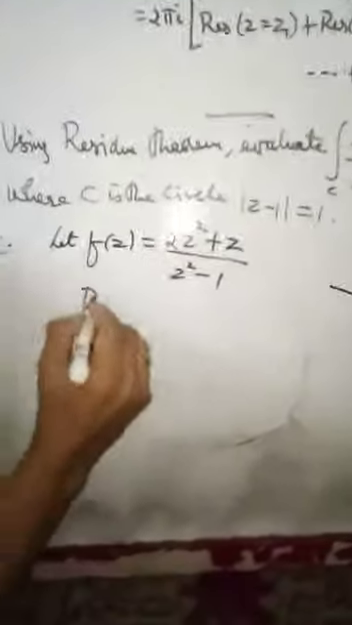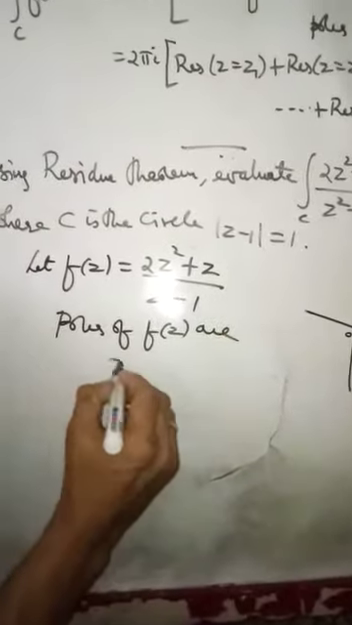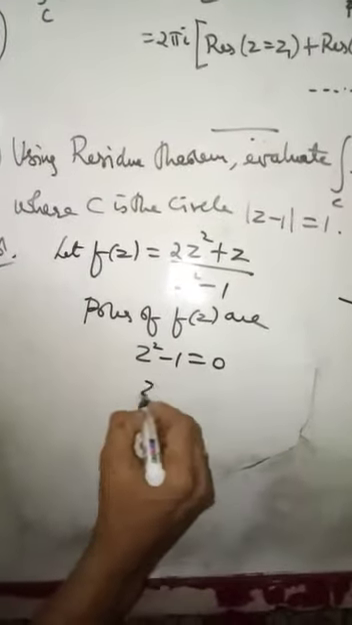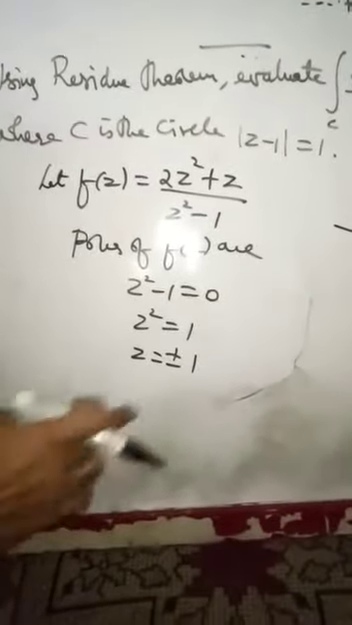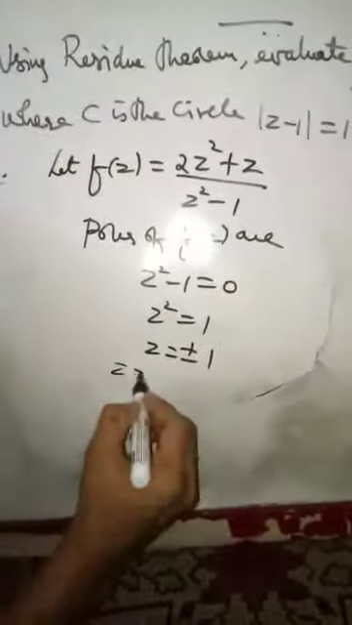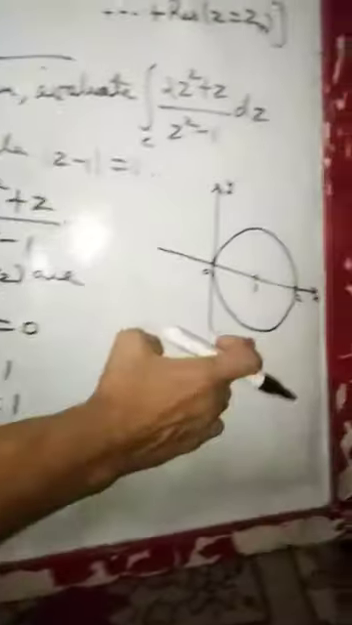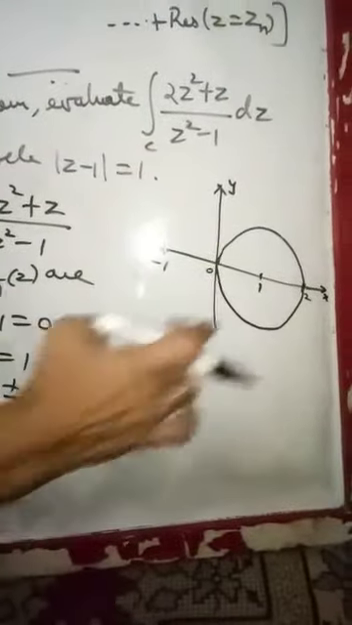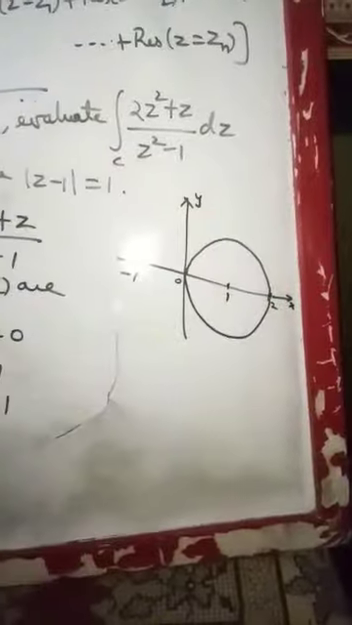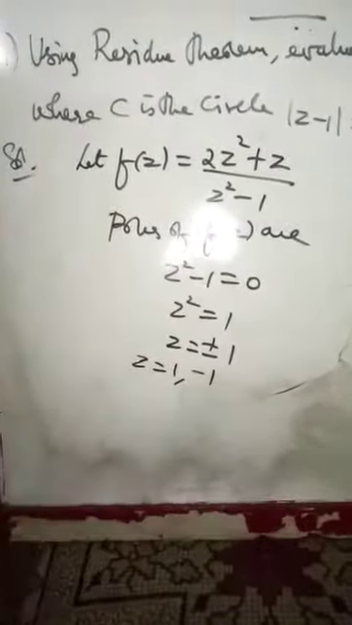Now see here that f of z equal to this function. Now find the poles of f of z first. How to find the poles? You have to equate the denominator to 0, or z equal to plus or minus 1. So two values are there. Now see this circle, given circle, which lies inside the circle. Only one lies inside the given circle. So you have to take only that pole. That minus 1 you can neglect.